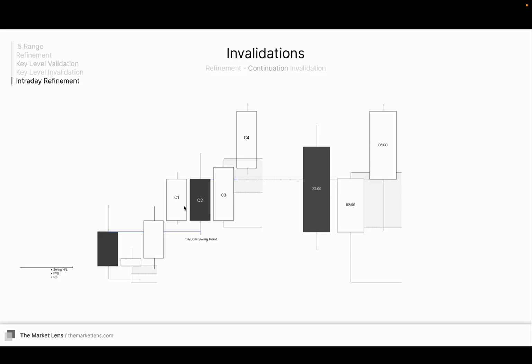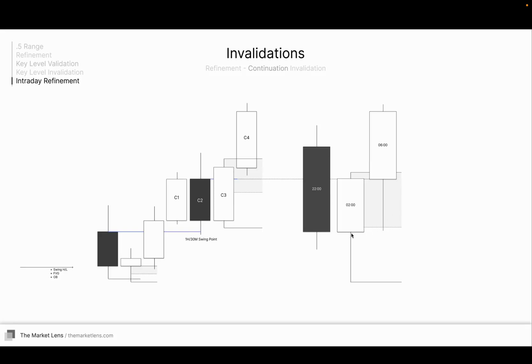We look for 1 hour or 30-minute swing points from this level. And generally, these 1 hour or 30-minute key levels that should support expansion are actually your invalidation points for the 6 a.m. candle, right? So, or any candle, any 4 hour candle for continuation, right?